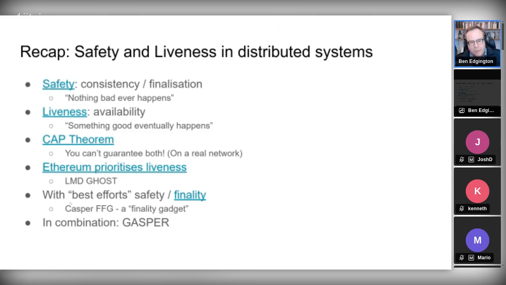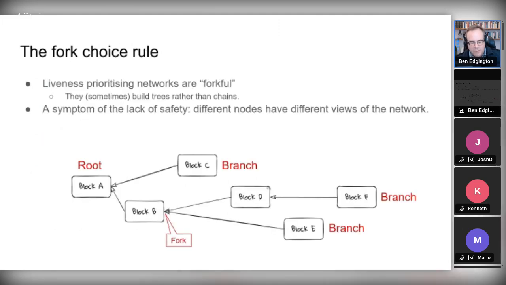But on top of that, we add this kind of best efforts finality gadget. So we'll come to that in much greater detail. So we kind of guarantee liveness, and we have best efforts safety, and in combination we call that Gasper. So that sets the scene. We'll be unpacking all of that as we progress.